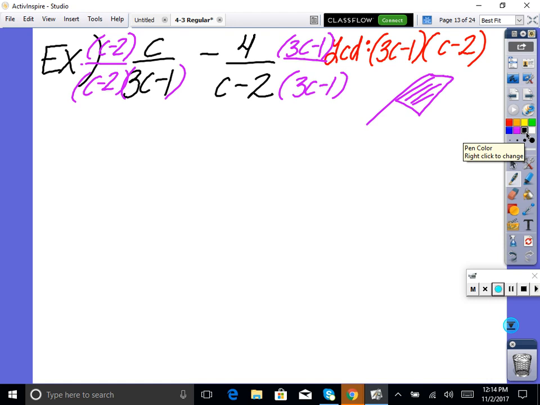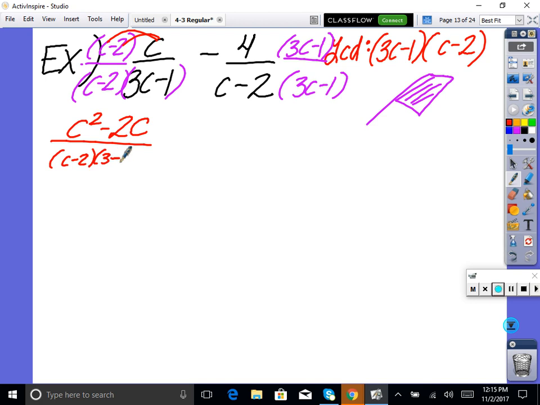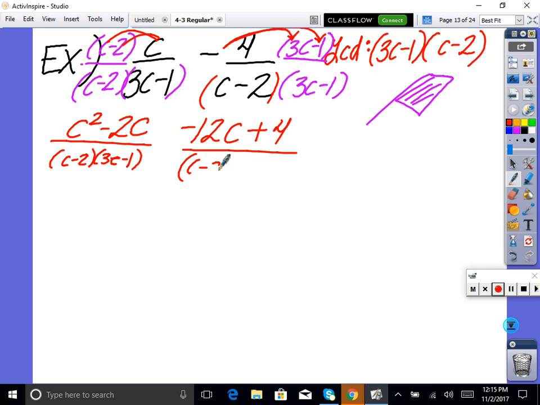Our next step is to multiply out our numerators. C times c. C times negative 2. Negative 2c, and that's all over c minus 2, 3c minus 1. Now, careful, I'm going to go ahead and say negative 4 times this. Do you see how I'm putting the negative with the 4? I'm going to distribute the negative with the 4. Negative 4 times 3c is negative 12c. Negative 4 times negative 1 is plus 4. We've distributed the negative, and that's all over 3c minus 1 and c minus 2.